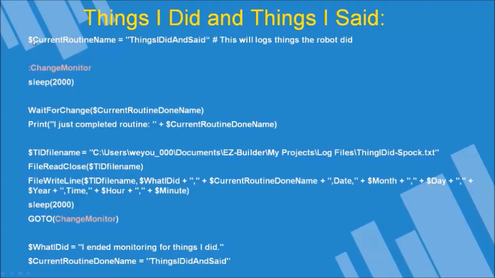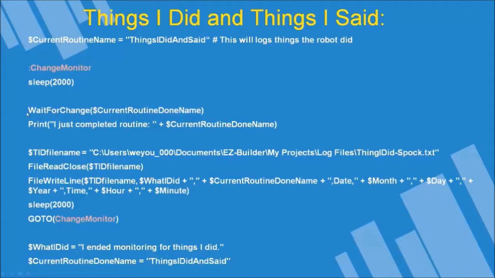We have current routine name equals things I did and said, and then the hashtag. If you're not familiar with Easy Builder, that means anything following it is just your comment nodes. So this will log things your robot did. Then we have a loop, the start of a loop, change monitor. Then we have a brief pause, sleep. We're going to go sleep, wait for change, current routine done name.